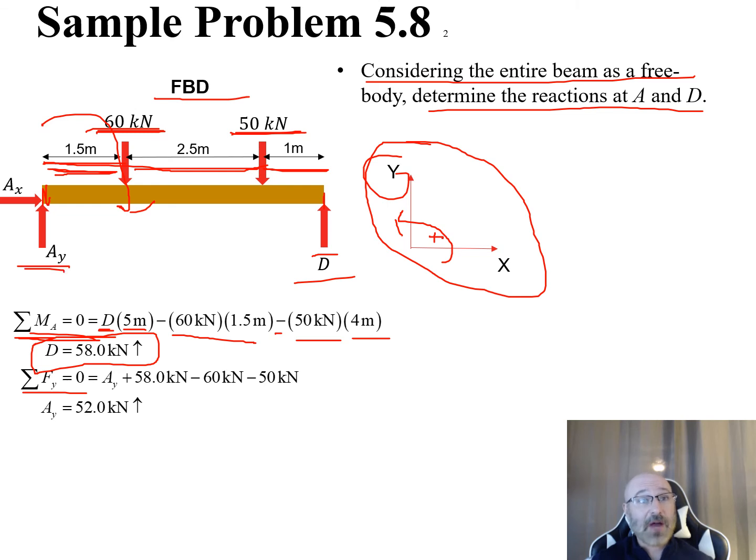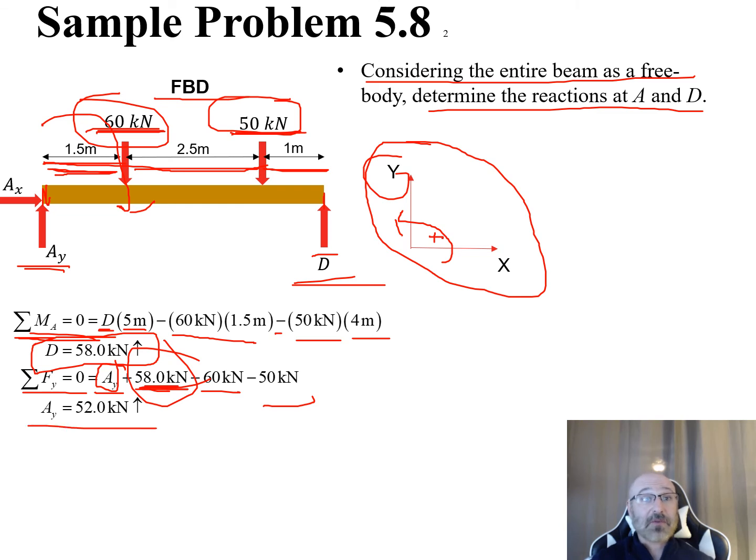Well, I have my A_y right there, and I also have my D, which I've just solved for from the moments. So this right here is D of 58 kilonewtons, minus 60 kilonewtons from my distributed load, minus 50 kilonewtons from this point load that was given to me in the problem statement. My only unknown now that I've plugged in for my D is my A sub y, which is going to be acting up in the positive y direction. When I solve for the one unknown in this equation, it is 52 kilonewtons.